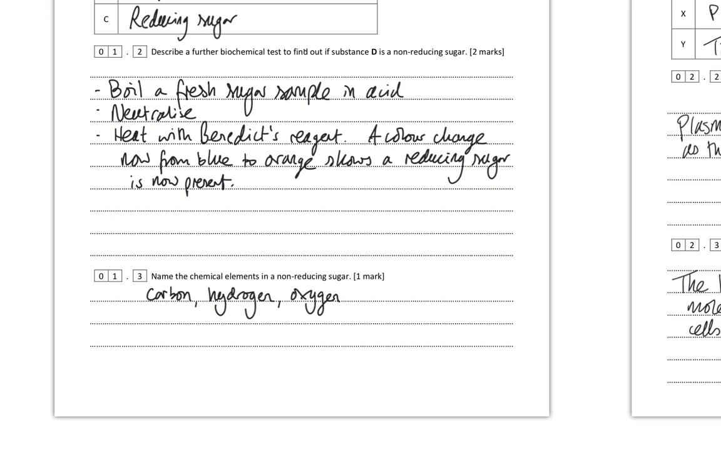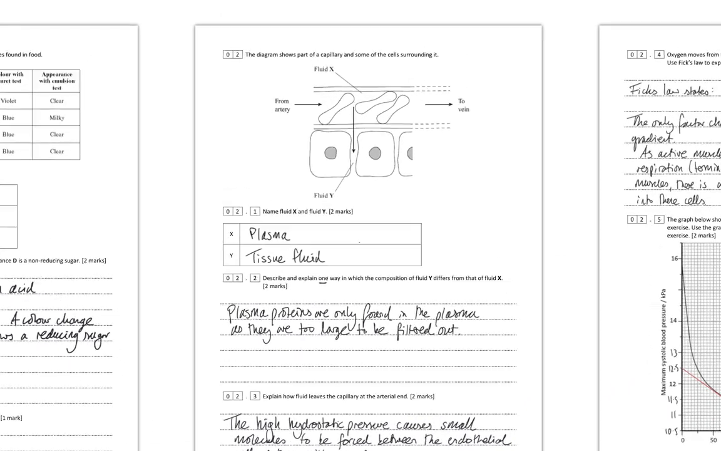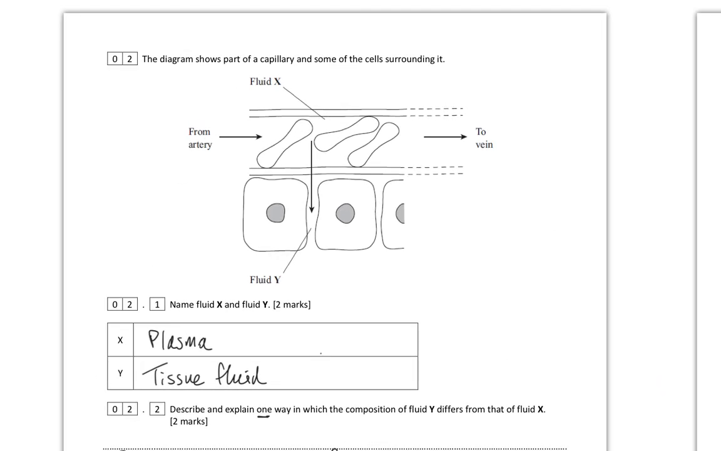A lot of people struggle on this when it was in the exam because people didn't know what an element was, or just put CHO as well. So yeah, always, it says name the chemical elements. So yeah, it's amazing how many people get that wrong. Hopefully that wasn't you. And then we're on to tissue fluid and stuff.